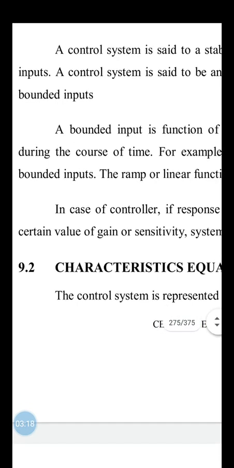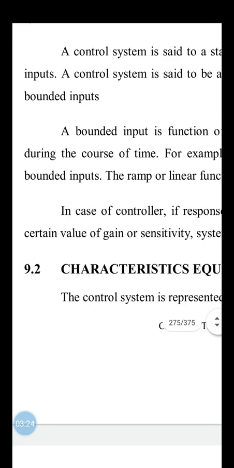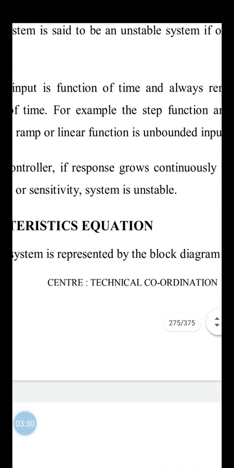In case of a controller, if the response grows continuously rather than decays beyond a certain value of gain or sensitivity, the system is said to be unstable. So this is one more definition of an unstable system: the response grows continuously.